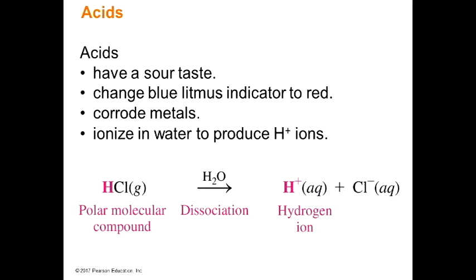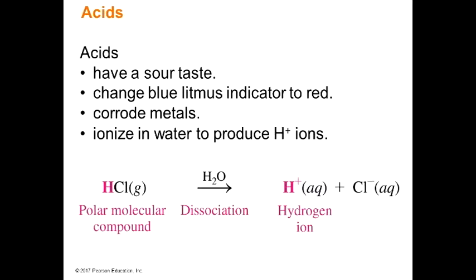Acids have a sour taste. Change blue litmus to red. Corrode metals. Ionize in water to produce H+, and this is a key. Ionize to produce H+. That's what makes it acidic. So that's what it looks like.